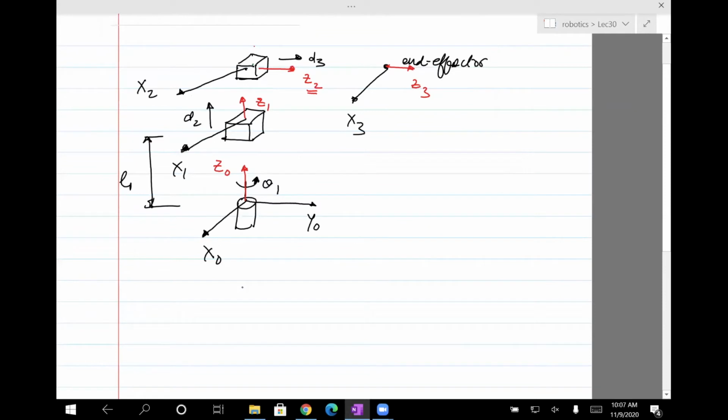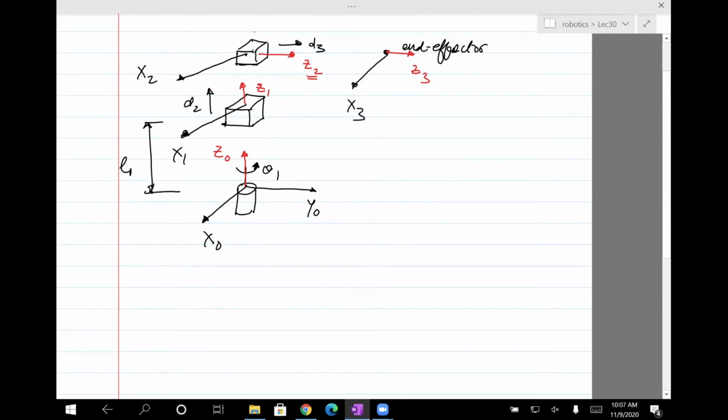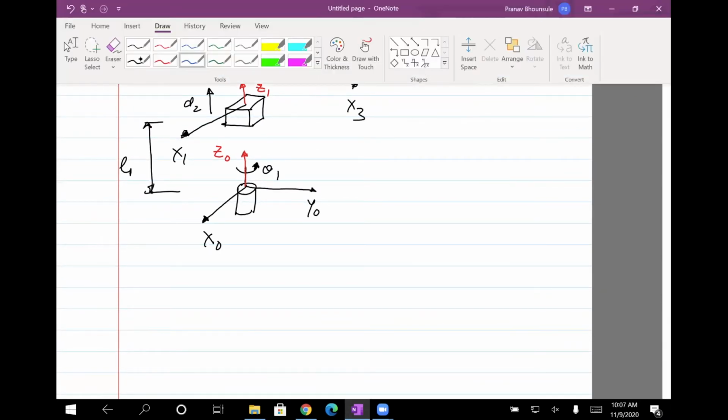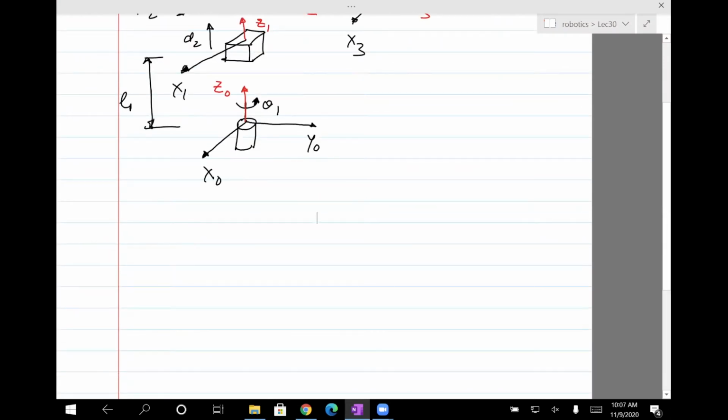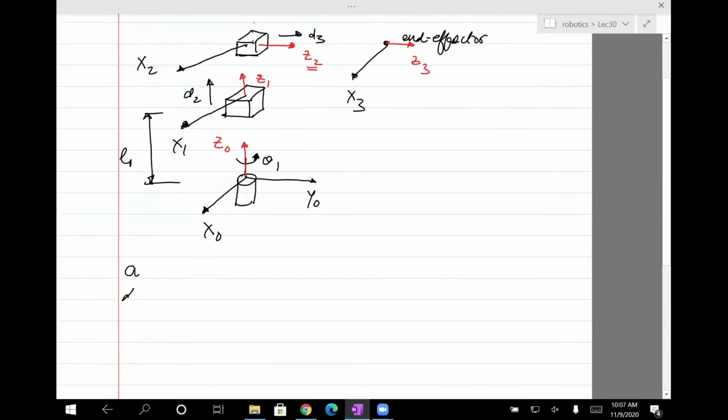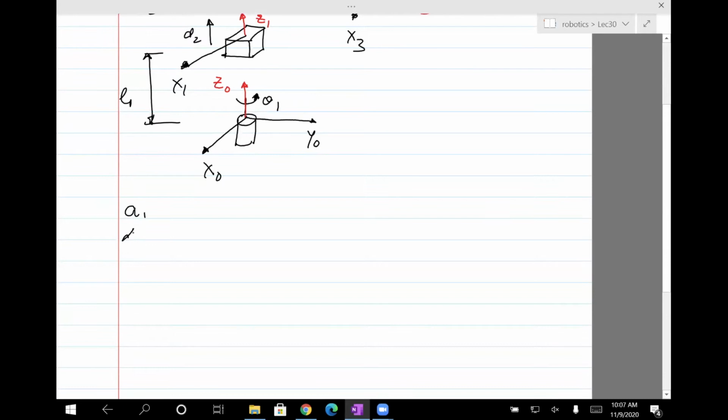So I just copy pasted the same figure here, so it's easier for me to proceed and find the parameters. Let me write this down here. We have a_i, or in this case, since we are looking at link 1, let's just write it as a1, alpha 1, d1, theta 1. So let's put this down here.